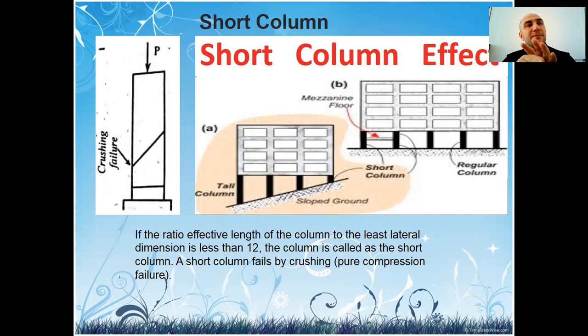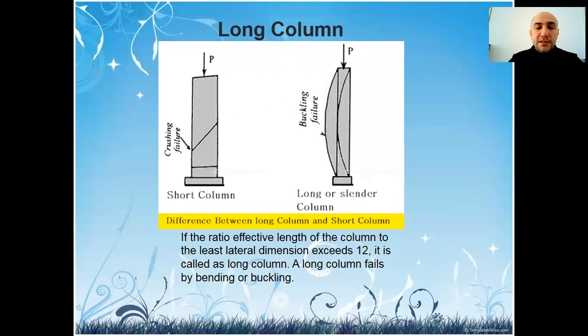Previously I told you about the features of the short column and the main advantages of it. And we also discussed the disadvantages of the long column. Like you see in the picture, crushing failure is the main problem of the short column. It is crushing, and long column.